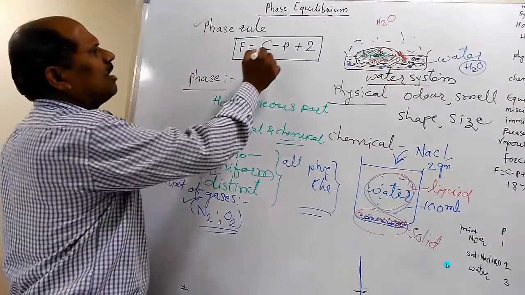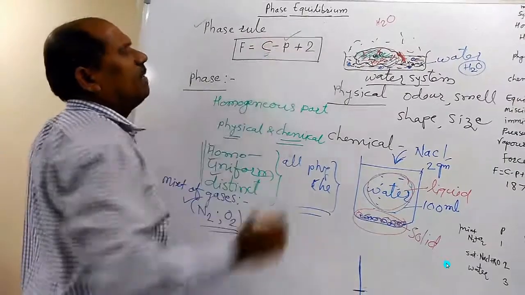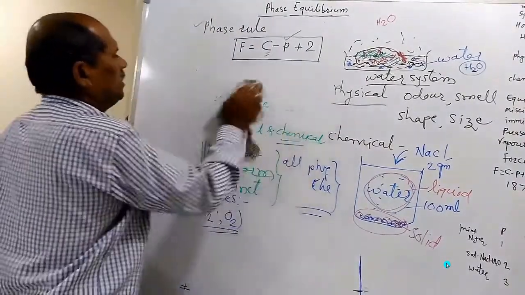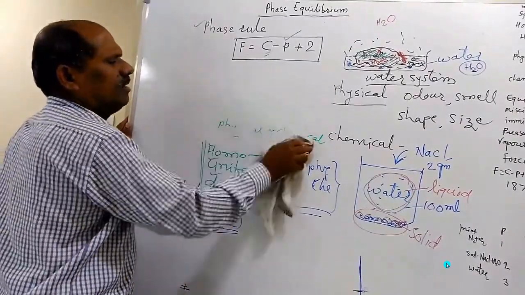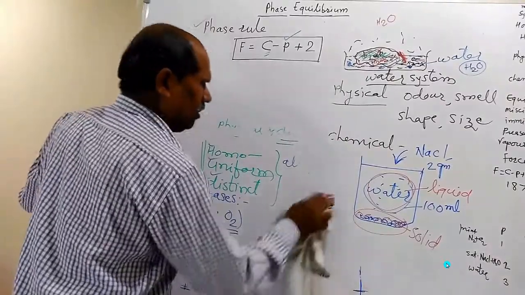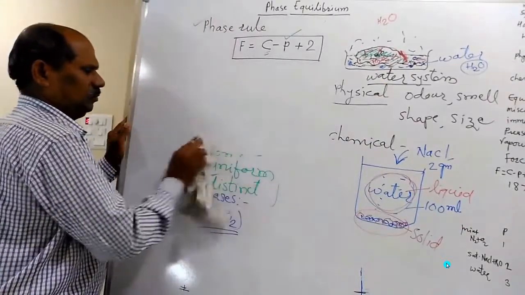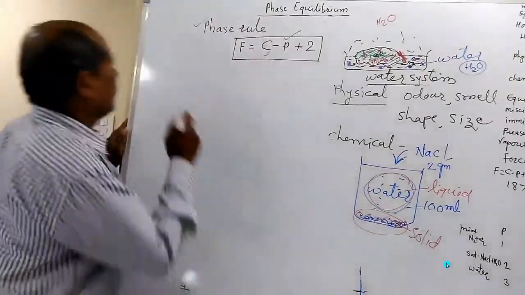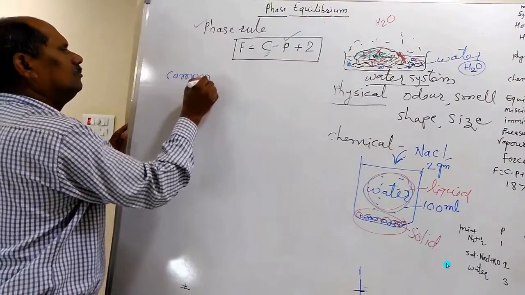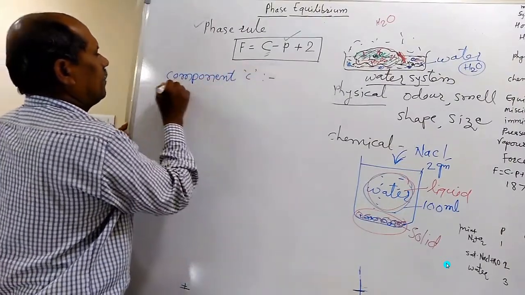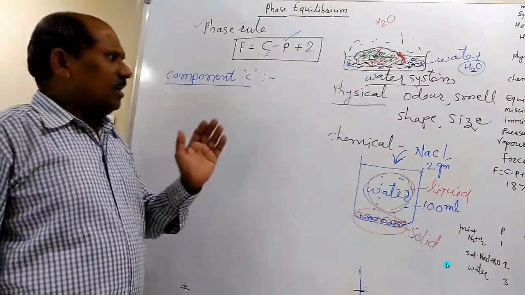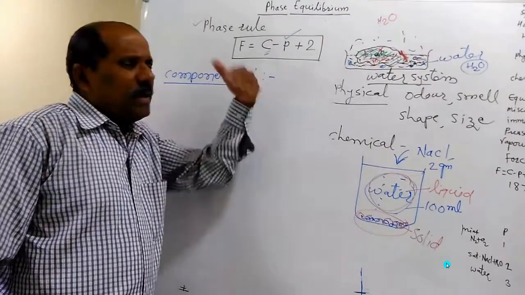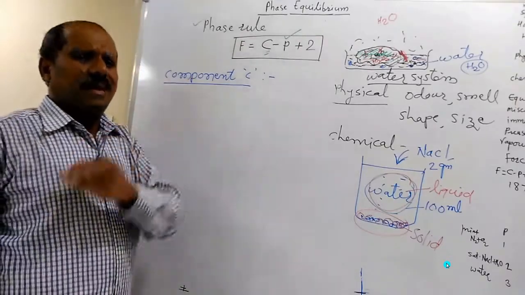Then we have to see the next term, component. We have seen up to this point what is meant by phase. Then we have to see the component. What is a component? It is the least number of chemical constituents with which we can express all the phases which are present in the given system by means of chemical equation.